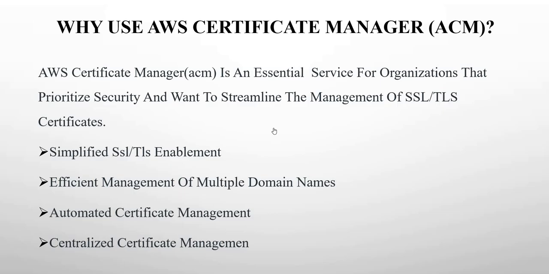The next is efficient management of multiple domain names. ACM simplifies the management of multiple domain names by allowing you to include additional fully qualified domain names, also known as FQDNs, in a single certificate. In other words, you can get the multiple domain benefits by signing up to AWS Certificate Manager.